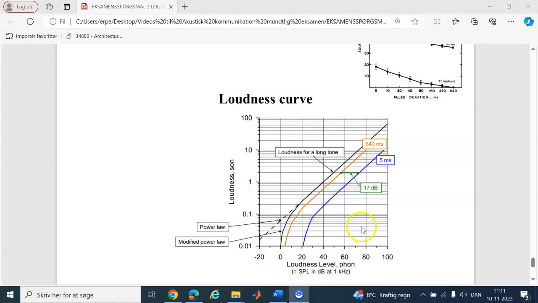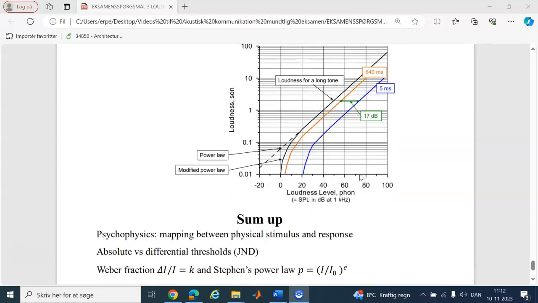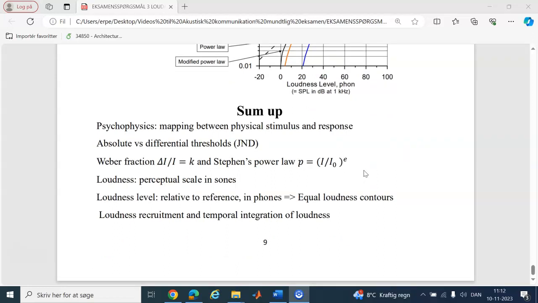So for a fixed loudness in phons, the time duration makes the loudness increase. Or you can say, if the loudness is the same, you need a higher loudness level if you compare a short duration with a longer duration. Okay, it was a little bit clumsy.